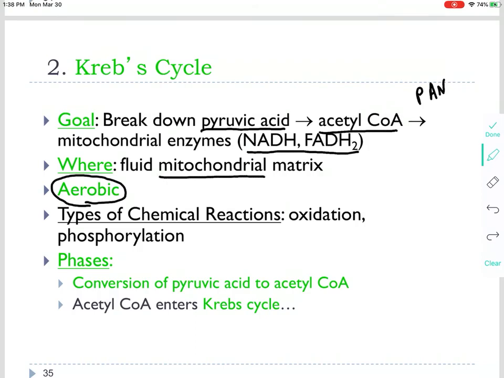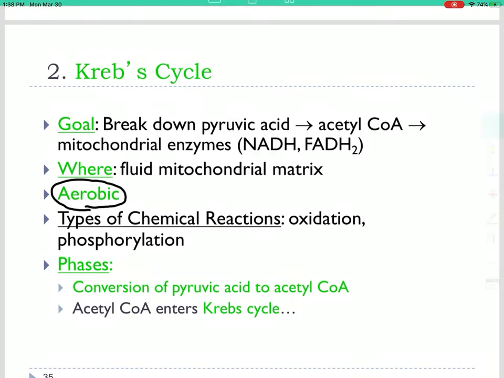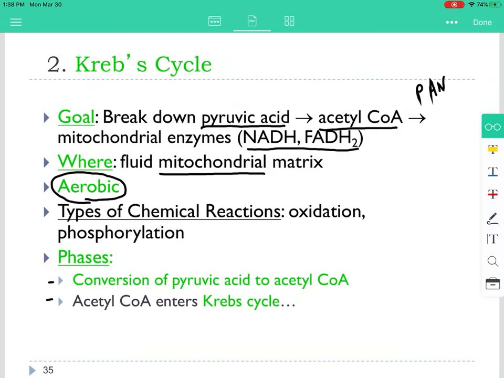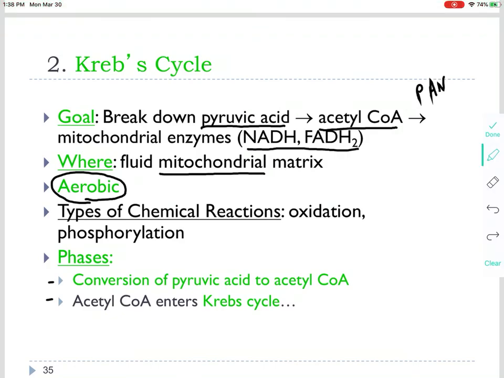Other things to know about the Krebs cycle. Now we're in the mitochondria. Remember, glycolysis happened in the cytosol of the cell, but now the Krebs cycle chemical reactions are occurring inside the mitochondria. It is aerobic, and it has 2 phases.